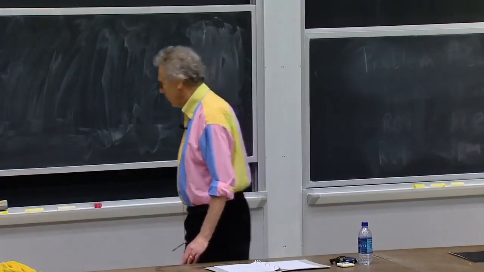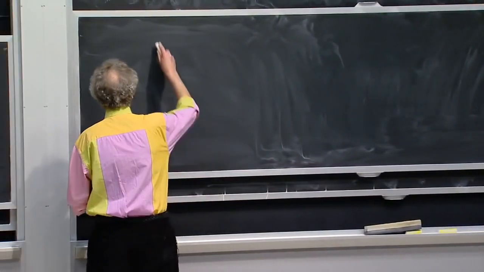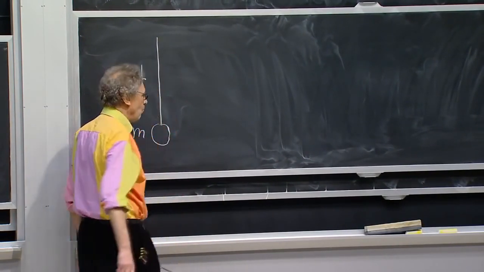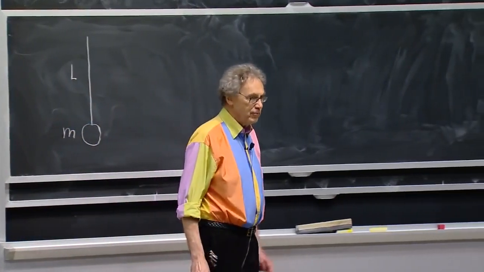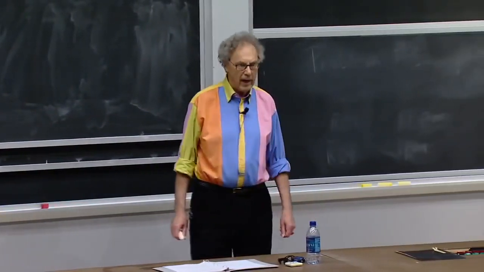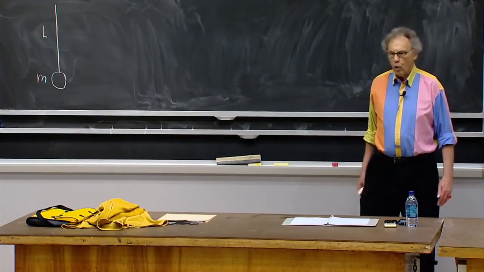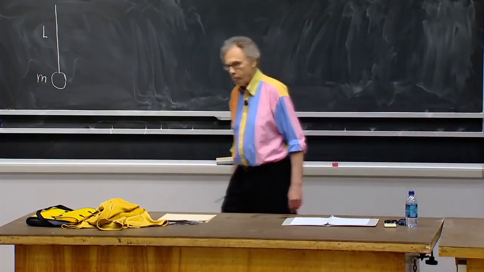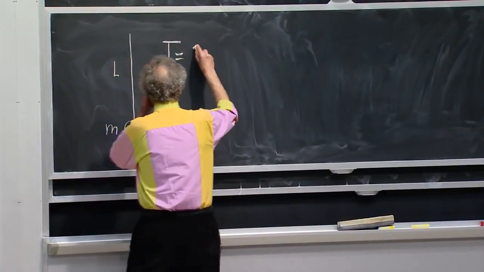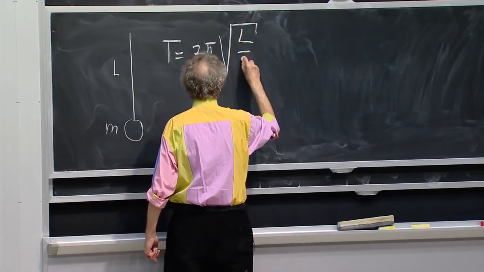If you have a pendulum, this is a pendulum, mass m, length L, then you can derive, which I do in class, but I won't bore you with that, how long it takes for the pendulum to make one complete oscillation. And we call that the period of the pendulum. And I derive in class that that period equals 2 pi times the square root of L over g.